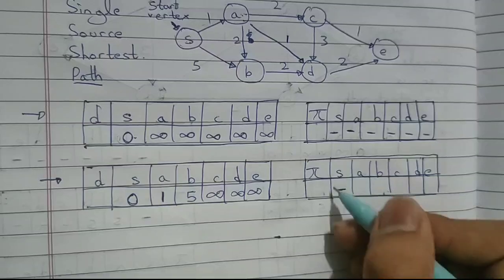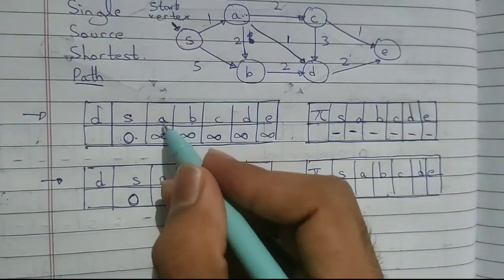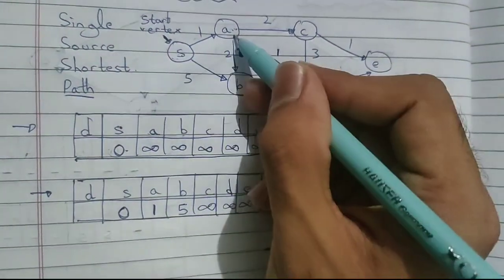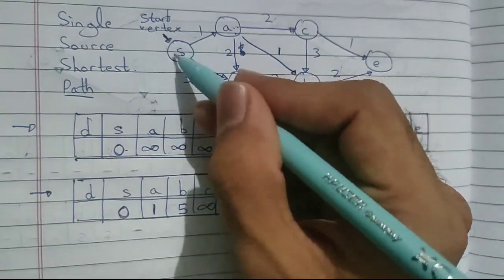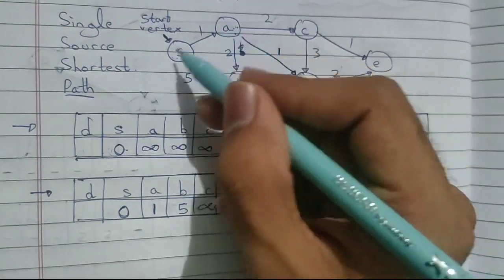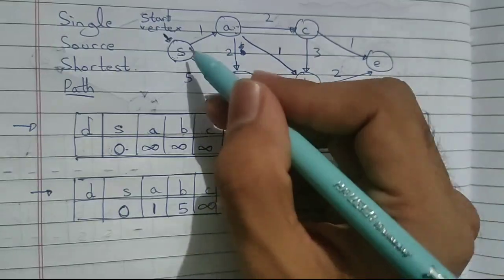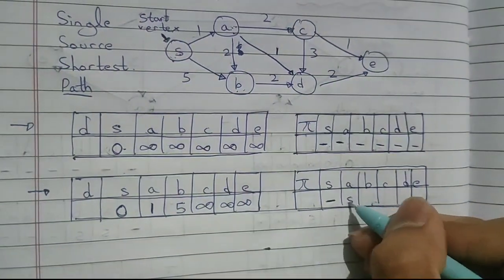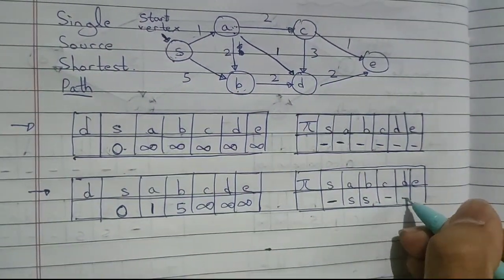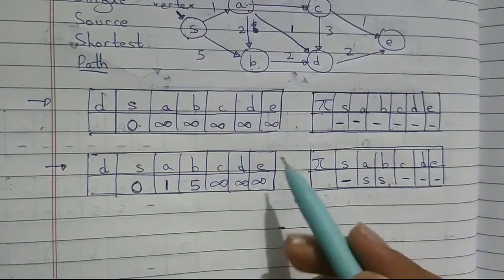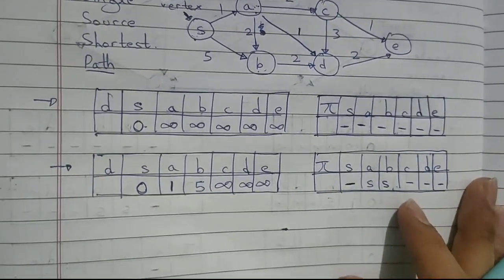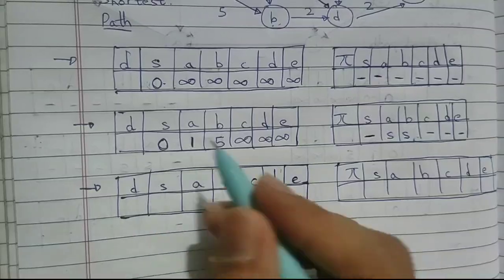Now we can also have a look at the pi table. Since this is the start vertex, this one will always be null. Now we went to A and B, but we started from which node? S. The previous node of A is S and the previous node of B is also S. So we can just mention that here, and the rest will be null because they haven't been updated yet. So this was our second iteration.